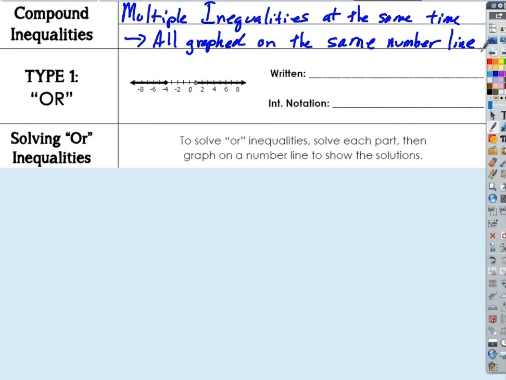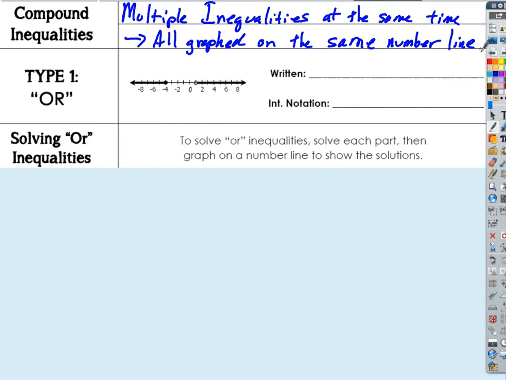Let's take a couple of examples. If you're 5'5", are you taller than 5'9" or shorter than 5'7"? Yes, you're shorter than 5'7". "Or" means only one of the statements has to be true. If you're 6 feet, are you taller than 5'9" or shorter than 5'7"? Yes, you are. Quite a few hands go up.